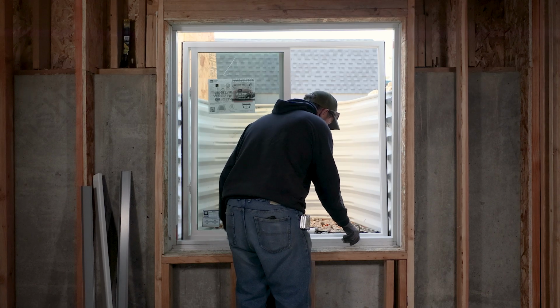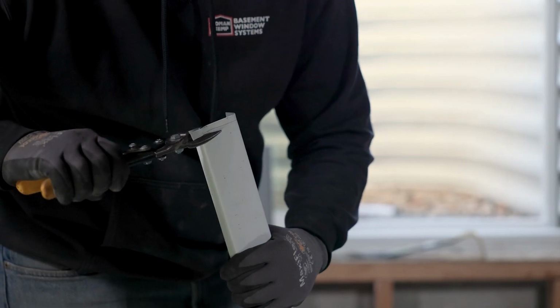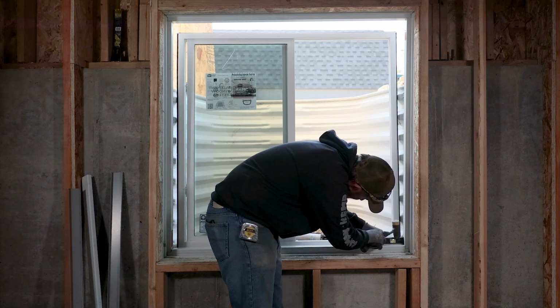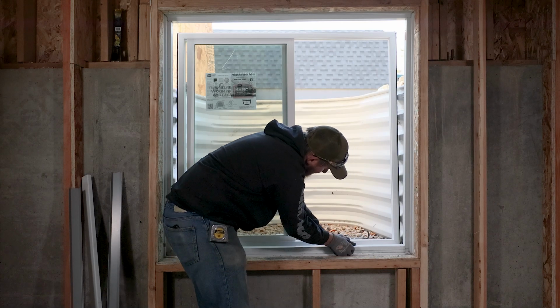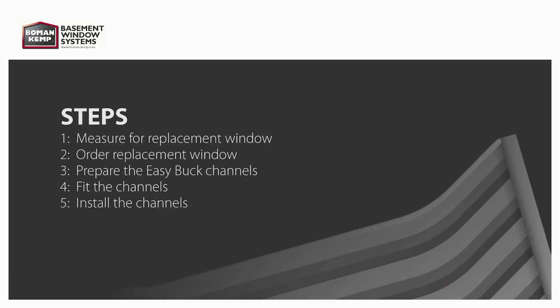Test fit, then mark and cut the buck channel to the appropriate length using tin snips or a high-speed grinder. Tap them into place on the buck, squaring and plumbing as you go. Measure the inside dimensions to verify sizing for the new window. Adjust as needed, then draw lines to mark the ideal placement. Step 5. Installing the Easy Buck channels.